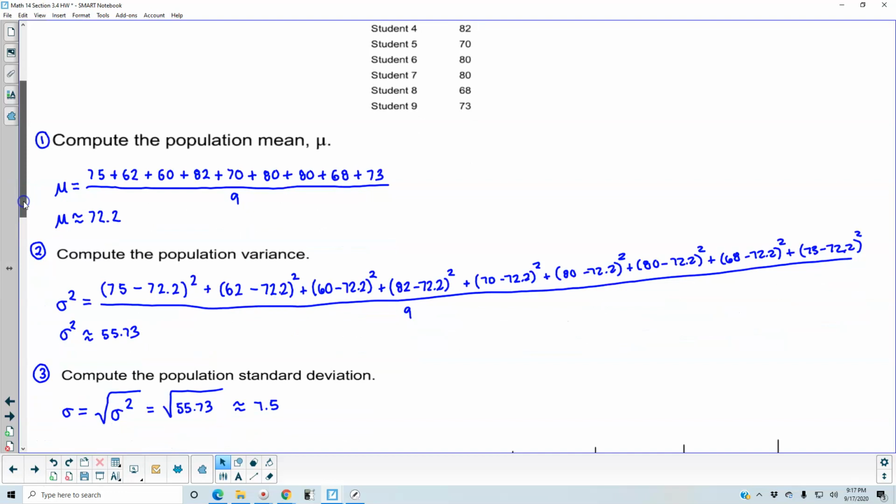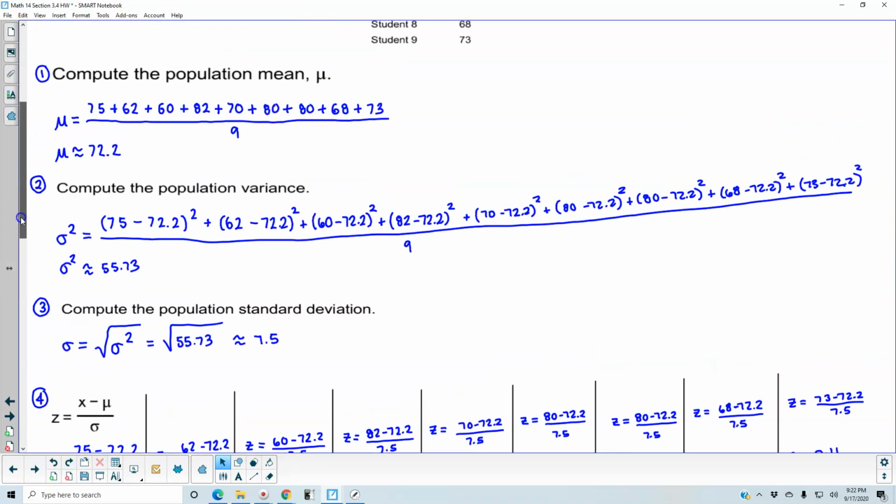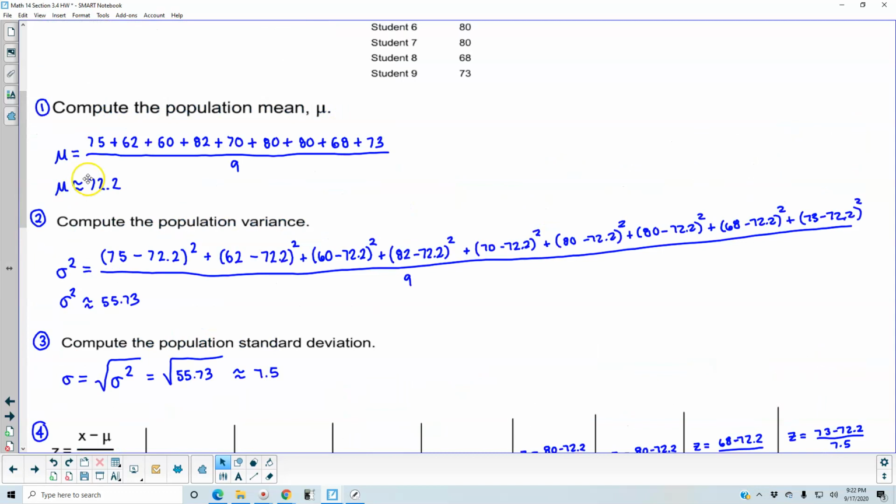The next step is to compute the population standard deviation. In order to do that, we need to take the square root of the variance. So the square root of 55.73, rounded to 1 decimal place, gives us 7.5 for the standard deviation. Okay, so now we've figured out the population mean, the variance, and the population standard deviation.